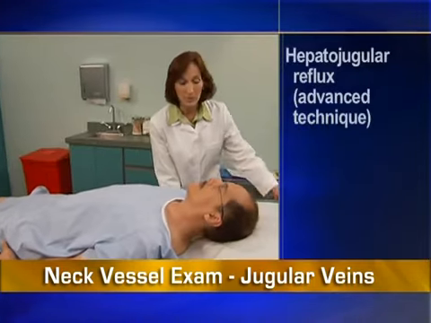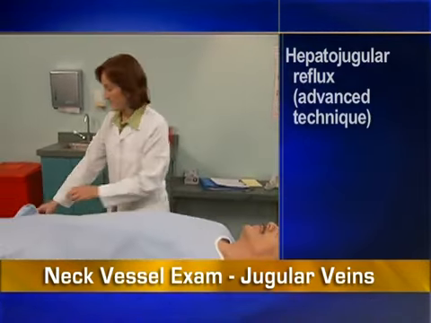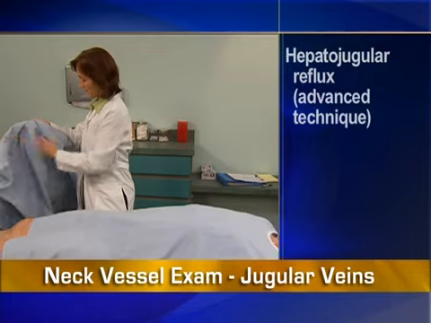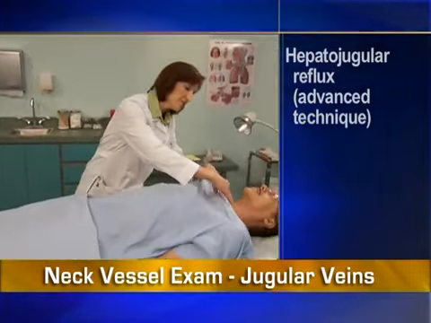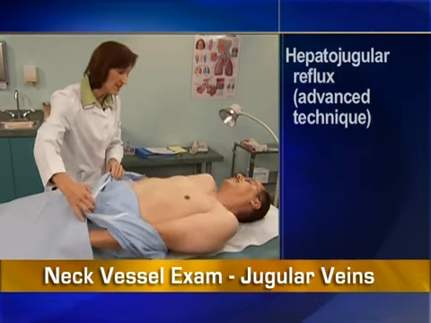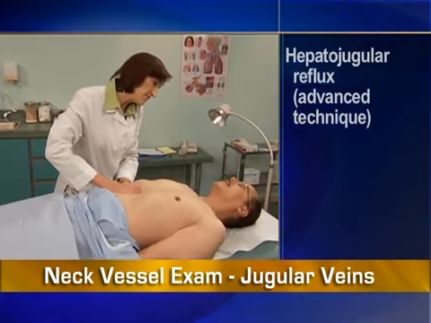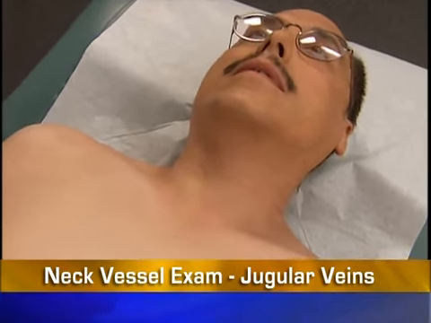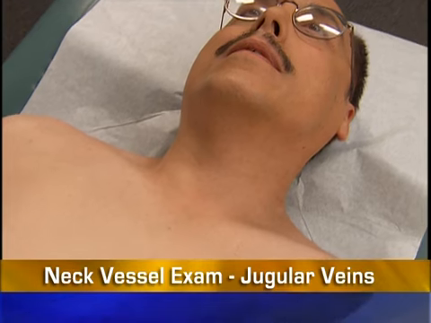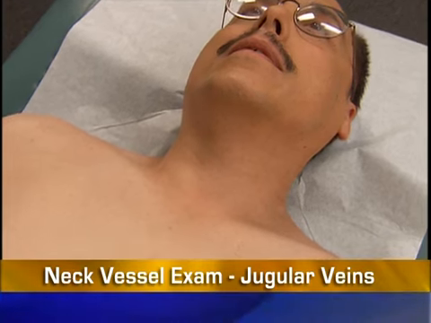Mr. Zamora, I'm going to put your head down now. If you suspect increased venous pressure, assess for hepatojugular reflux, which is an advanced technique. With the person supine and breathing quietly, I'd like you to breathe with your mouth slightly open while I firmly press my right hand into the right upper quadrant of his abdomen and hold it for 30 seconds. As you do, watch the level of the jugular pulsation. It should rise briefly and then fall to the previous level.